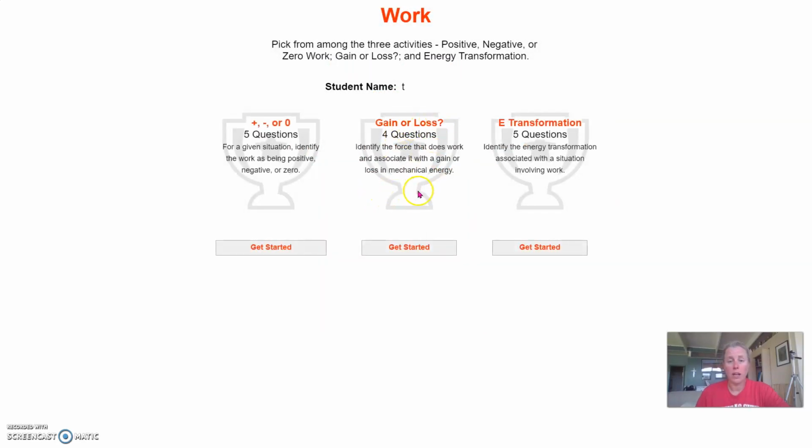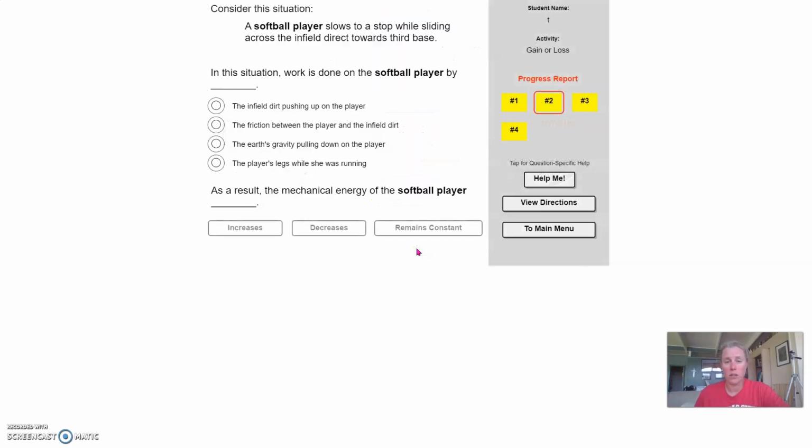Okay, gain or loss. Let's see what this is going on. Consider the situation. A softball player slows to a stop while sliding across the infield directly towards third base. So this is kind of a repeat situation. And in this situation, work is done on the softball player by what? The infield dirt pushing up on the player, the friction between the player and the infield dirt, the Earth's gravity pulling downward on the player, on the player's legs while she was running. Okay, that's clearly out. That sounds silly.